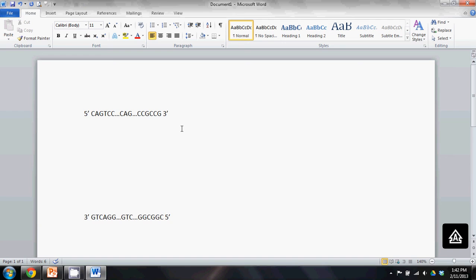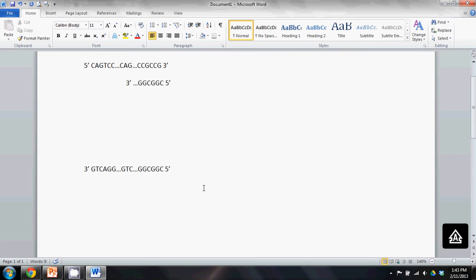So the primer would need to be C, G, G, C, G, G, C, G, G, and this side would be 5 prime, and this side would be 3 prime. So that would be one primer.